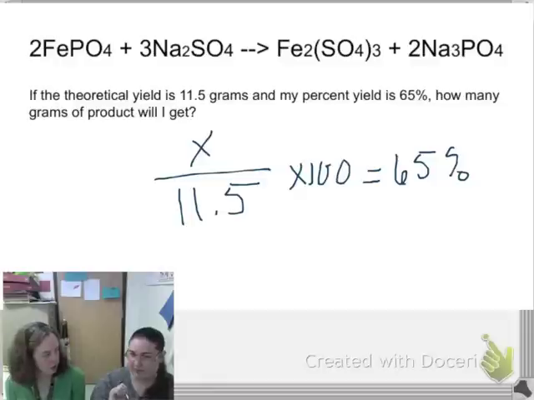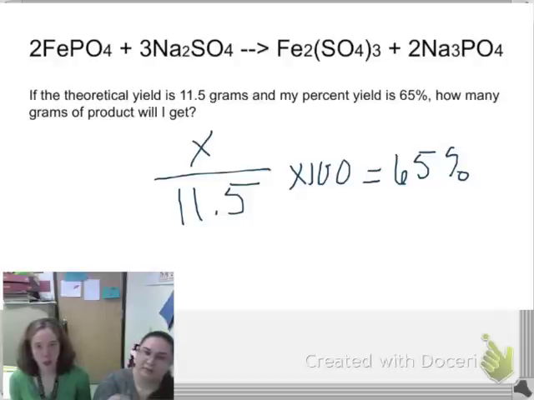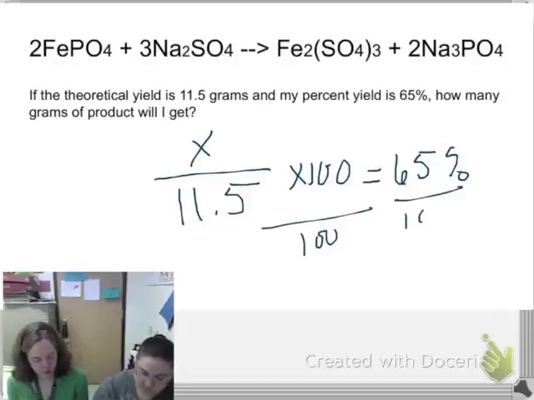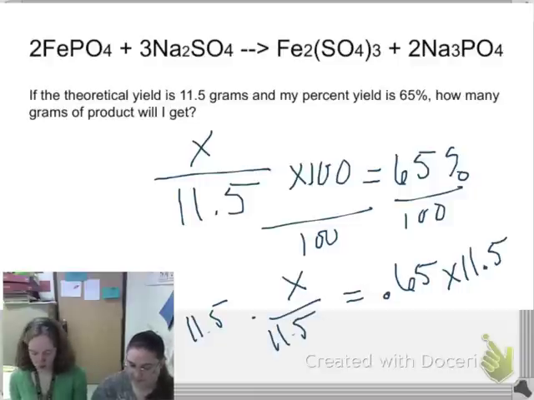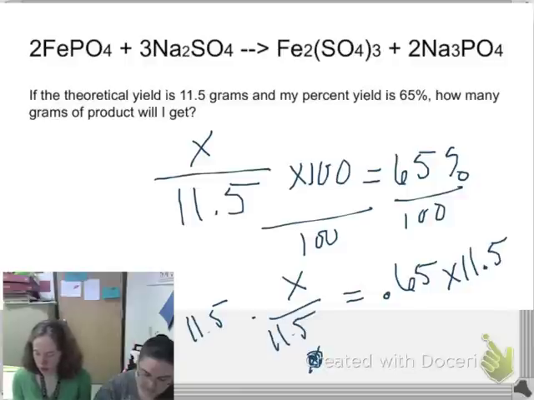This is just like any other algebra. We're going to reverse everything that's going on. We're currently multiplying by 100, so we need to divide by 100. That gives me x over 11.5 equals 0.65. Then I need to get x by itself. If I'm dividing by 11.5, I need to multiply by 11.5. What I do to one side, I do to the other. So we do 0.65 times 11.5. X equals 7.48 grams. So our actual yield should be 7.48 grams.